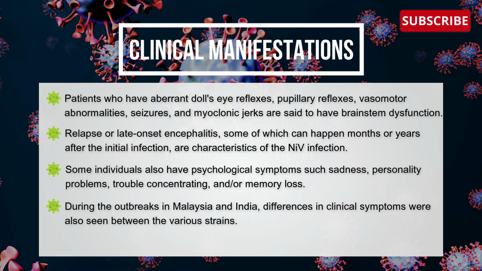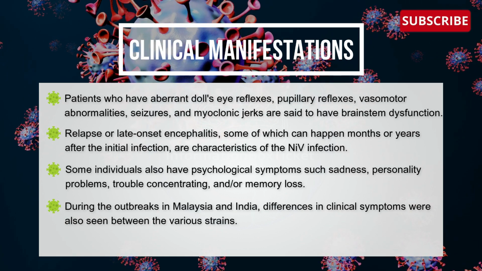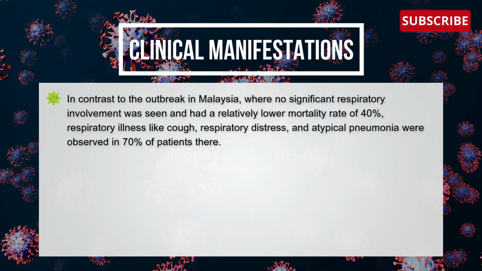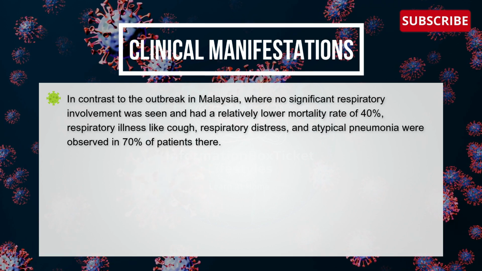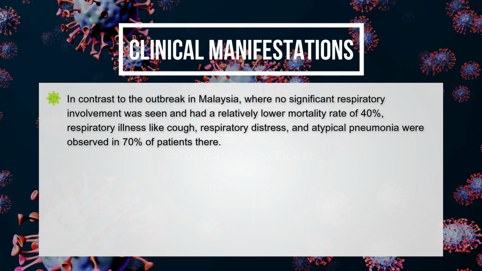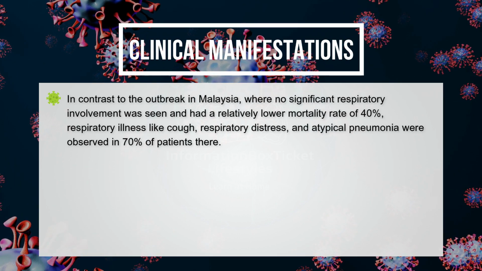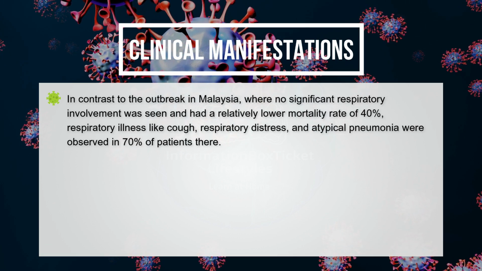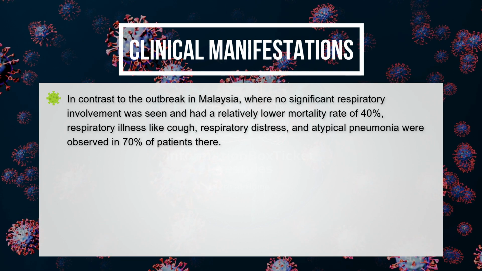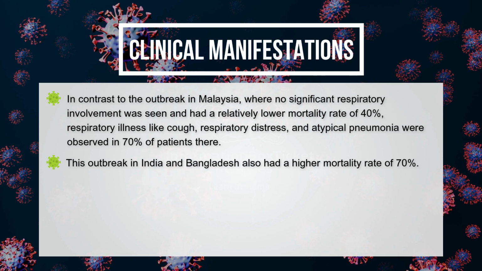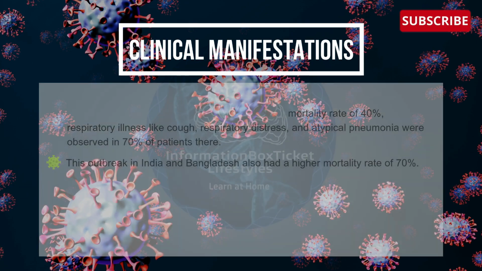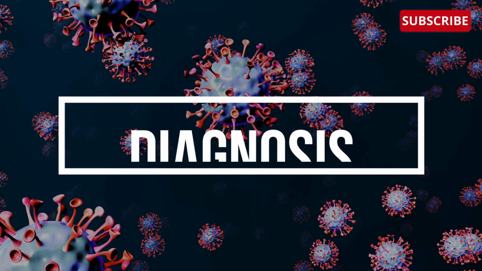During the outbreaks in Malaysia and India, differences in clinical symptoms were also seen between the various strains. In contrast to the outbreak in Malaysia, where no significant respiratory involvement was seen and had a relatively low mortality rate of 40%, respiratory illness like cough, respiratory distress, and atypical pneumonia were observed in 70% of patients there. This outbreak in India and Bangladesh also had a higher mortality rate of 70%. Let's learn how Nipah virus is diagnosed.